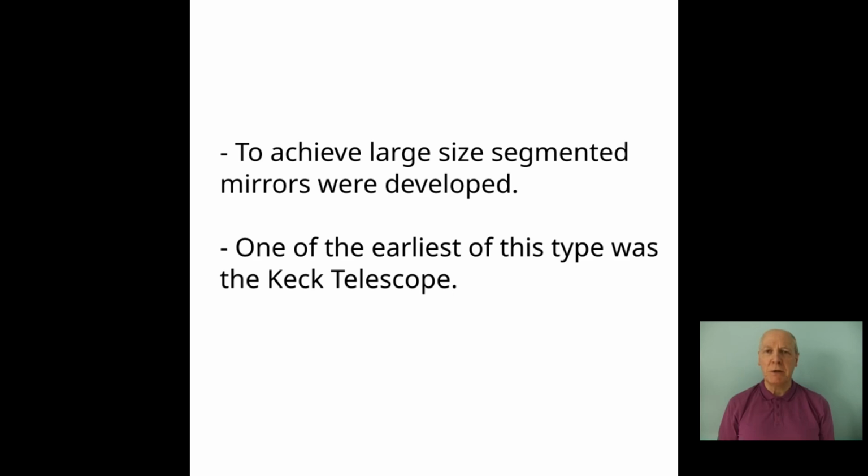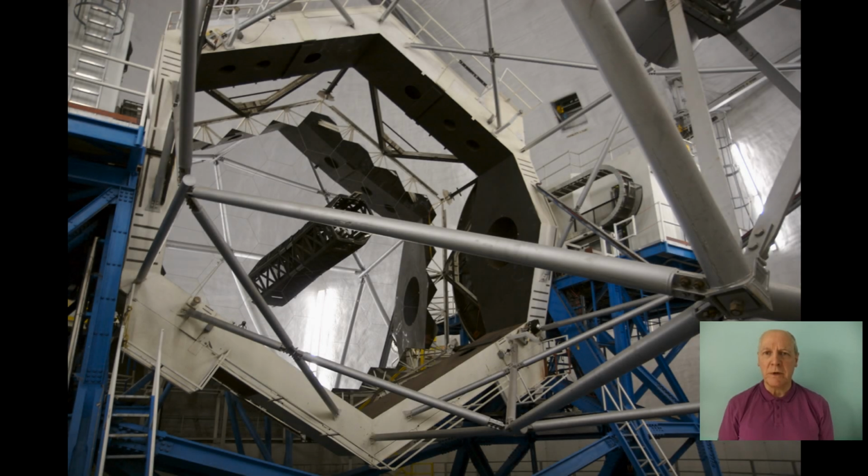One development has been segmented mirrors. Now they are where the mirror is made of a composite of hexagonal mirrors, and these mirrors can be moved individually by control mechanisms. One of the earliest of these mirror types was the Keck mirror, now shown.